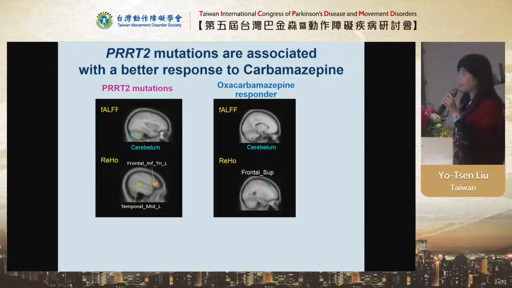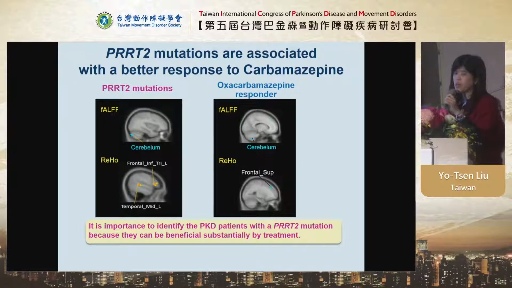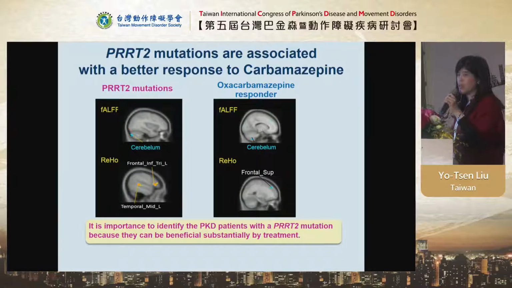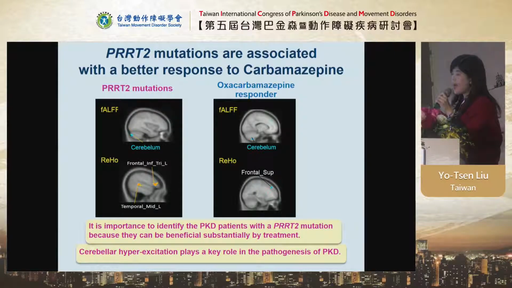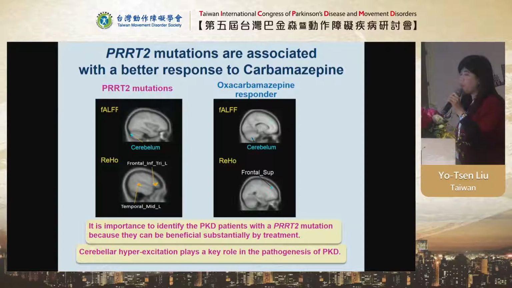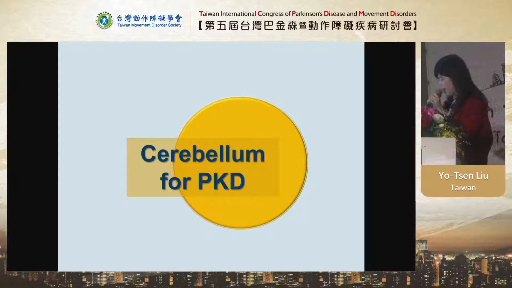We have known from clinical research that PRRT2 mutation is associated with a better treatment response to carbamazepine. Now we found in the functional MRI that their target regions are very similar. So maybe it's clinically important to identify a PRRT2 mutation in a patient with PKD because they can benefit significantly from the treatment. Also, cerebellar hyperexcitation may play a key role in the pathogenesis of PKD. So we will talk a little bit more about the role of the cerebellum in PKD.